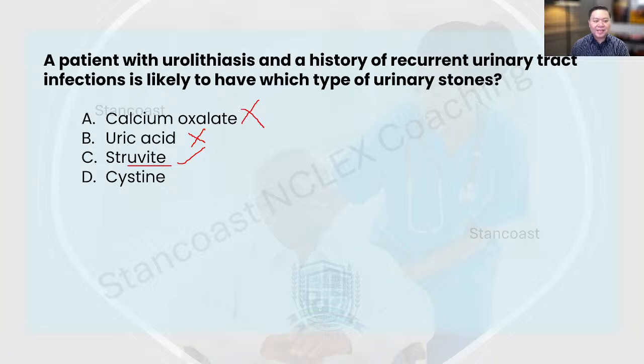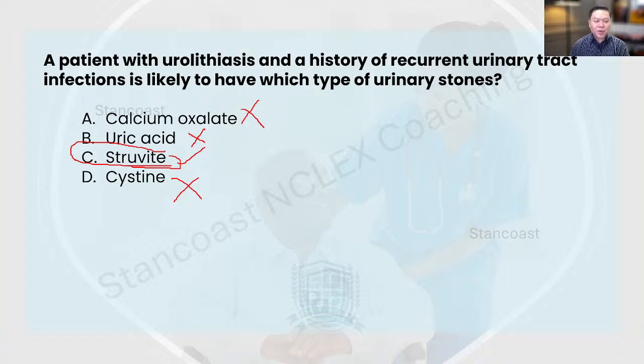But we still have letter D, cystine. What is this kind of stone? This is a stone that is rare, but can occur in patients with a genetic disorder that reduces the renal absorption of the amino acid cystine. And of course, this is not associated with a urinary tract infection. Again, another distractor. Eliminate that. So we are left with letter C. All right? Easy peasy question. It would be nice if you could be asked just an objective like that, right? Probably you're going to finish the exam within an hour.